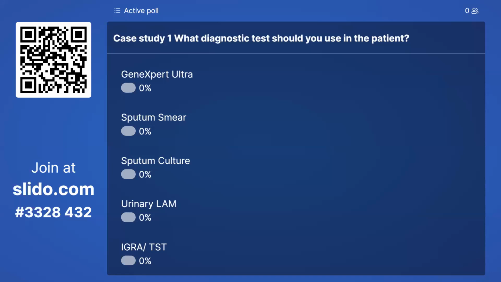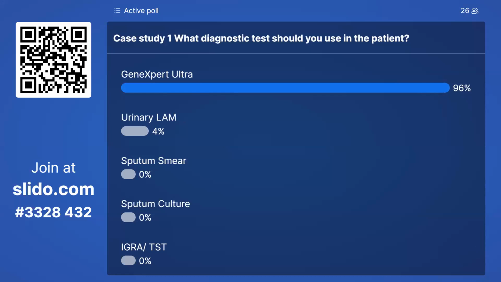Again, what you need to do is take a picture of the QR code, or if necessary, open Slido on another platform and use the code #3328432 and tell me what diagnostic tests you would use in this case. Would you use a Gene Expert Ultra? Would you use a smear, a culture, a urinary LAM, an IGRA, or a TST? Okay, we're getting a couple of votes for LAM. Most of you are voting for Gene Expert Ultra.